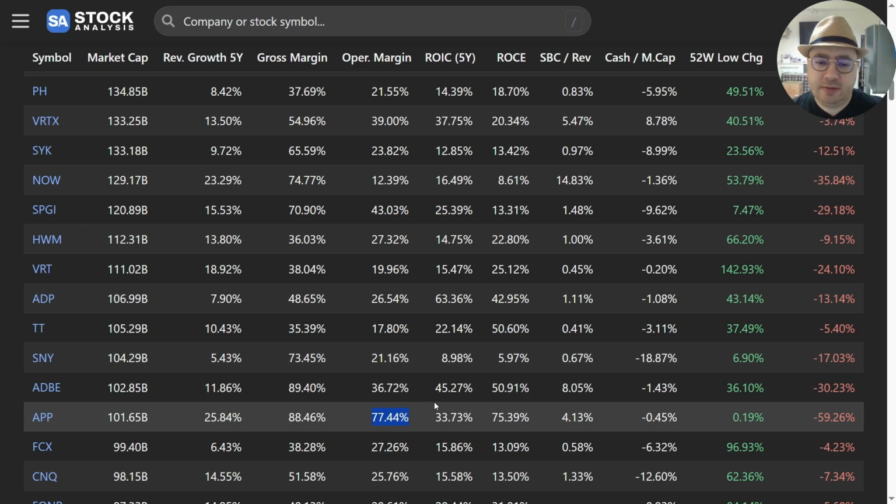Adobe, I have a lot of money invested right now. I'm gonna make a video later about Adobe. ROIC 33%, ROC 75%. Wow, this is amazing. SBC is quite low, 4%. I think this is a tech company. It's not excessive, much lower than my Adobe. And no debt problems, no debt load.